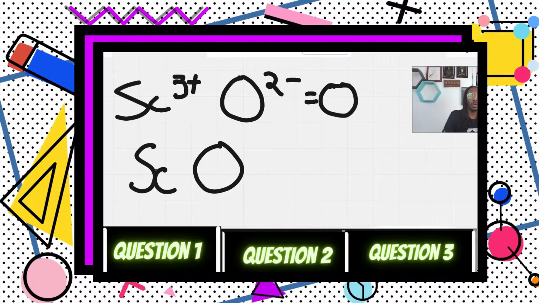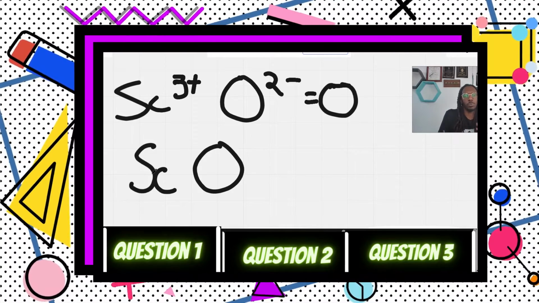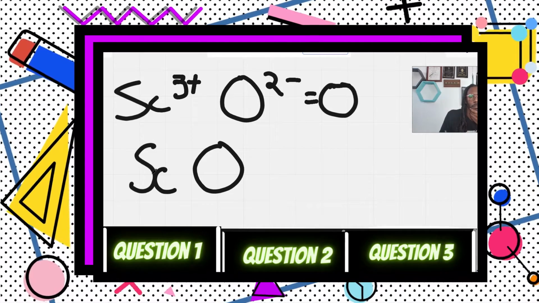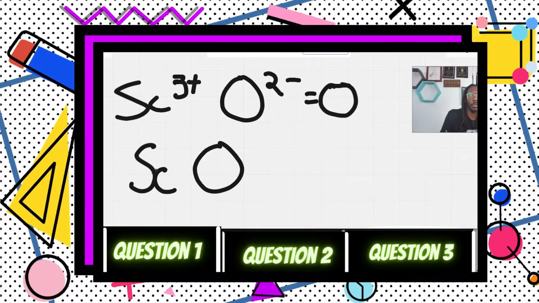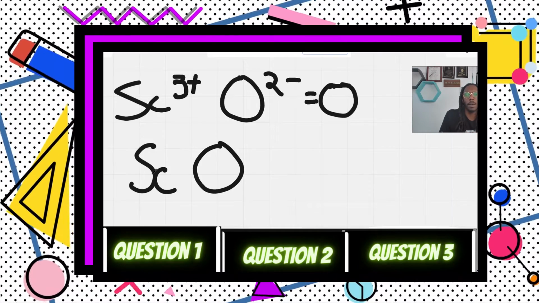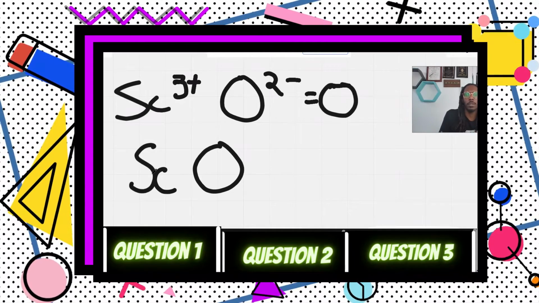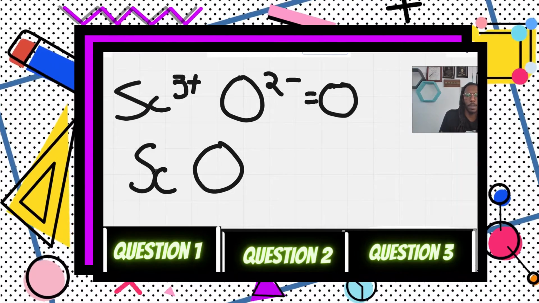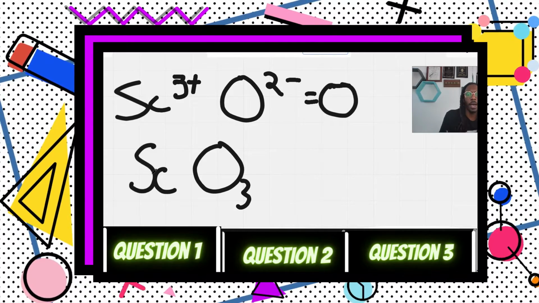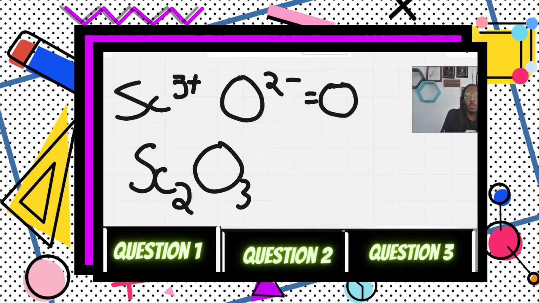These are a little tricky. So I'm going to show you one way to think about it, and then another way. First, one thing we could think about is the common denominator of 3 and 2. The common denominator between 3 and 2 is 6. For oxygen, I need to have 3 oxygens. I need to have 2 scandiums. So this is one way of thinking about it.